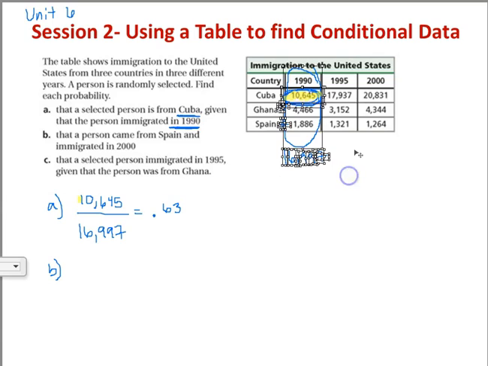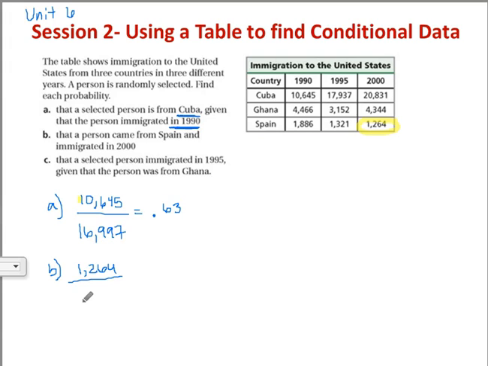So let's go ahead and erase that stuff in the chart so we can focus on our new question. Came from Spain and immigrated in 2000. So we're talking about that number of people that came in 2000 and were from Spain. So 1,264 people immigrated from Spain in the year 2000. So that is going to be our numerator. And now our denominator is the total number of people who immigrated to the United States overall, not in any specific year. That's going to be our outcome, is the total number of people who immigrated here.